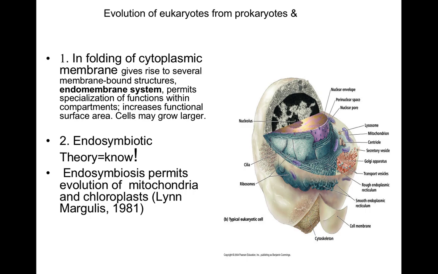This is just a little bit of detail on how we think the eukaryotic cells evolved from prokaryotic cells. Infolding of the cytoplasmic membrane eventually evolved into the nuclear membrane, and the endomembrane system, for example, the endoplasmic reticulum and Golgi body. This is important to know, folks, the endosymbiotic theory. The endosymbiotic theory states that eukaryotic mitochondria and chloroplasts evolved from primitive endosymbiotic bacteria. That's important to know.